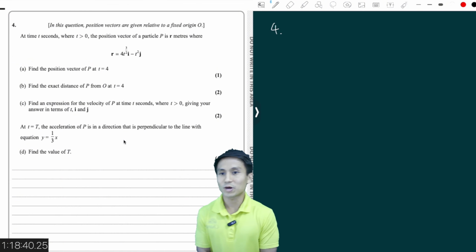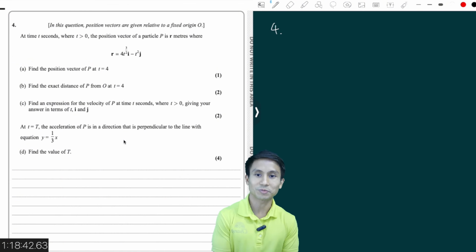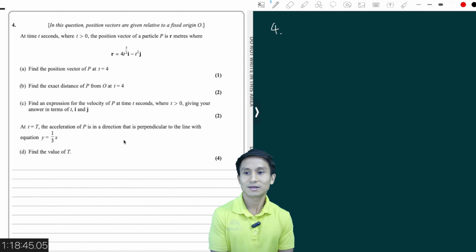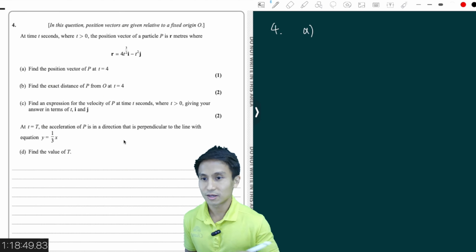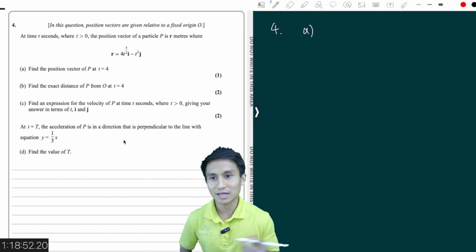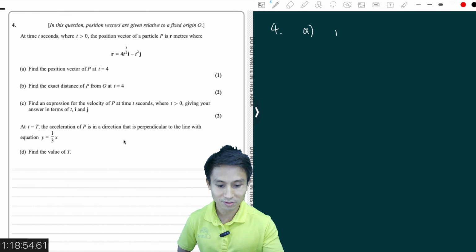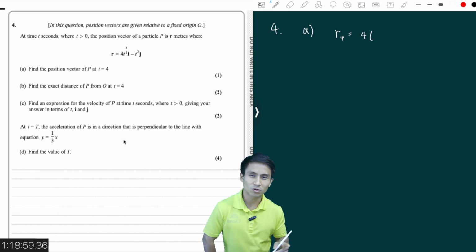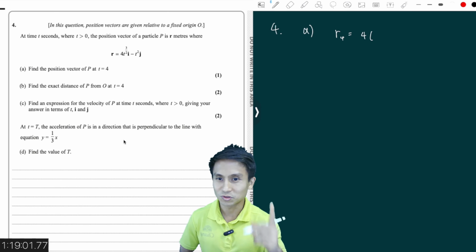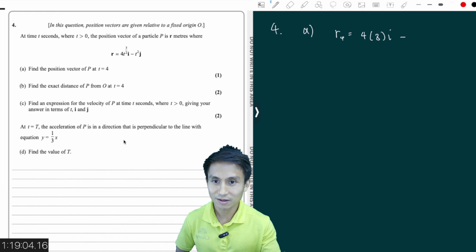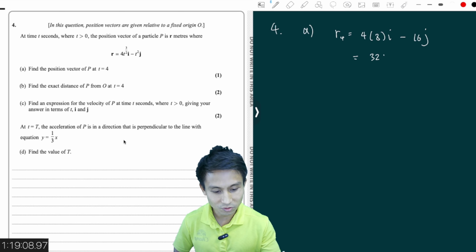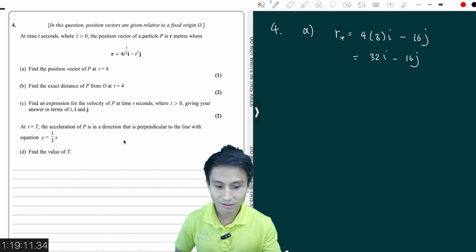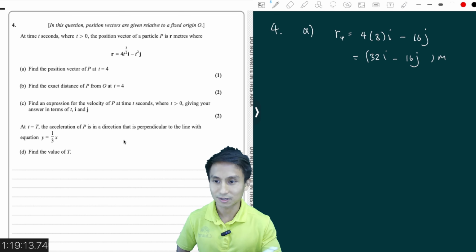At time t seconds where t is greater than 0, the position vector of a particle P is r meters. Find the position vector of P at t equals 4. That's simple. We just plug in t equals 4 in there. So r at t equals 4: 4 square root 4, we get 2, 2 to the 3, we get 8i here, minus 16j, t squared. So this is 32i minus 16j. That's it, meters.